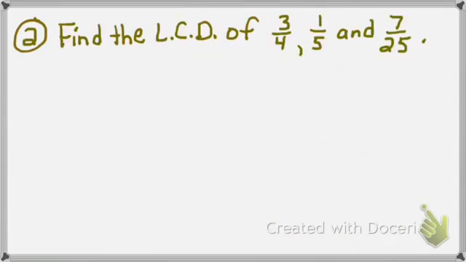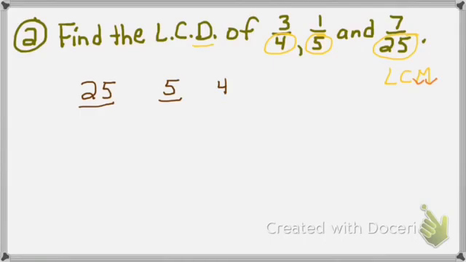Example number 2 says, find the LCD of 3/4, 1/5, and 7/25. So there's 3 fractions here. But again, we're going to do it the same way. LCD stands for least common denominator. Find all of my denominators, and I'm going to basically find the LCM for all of those numbers. We know that LCM means we go down. We're going to go from largest to smallest because it's simply the fastest way to solve. So I'll set up with 25, then 5, and then 4. I'm going to go through my multiples of 25 and see if they're also a multiple of 5 or 4.